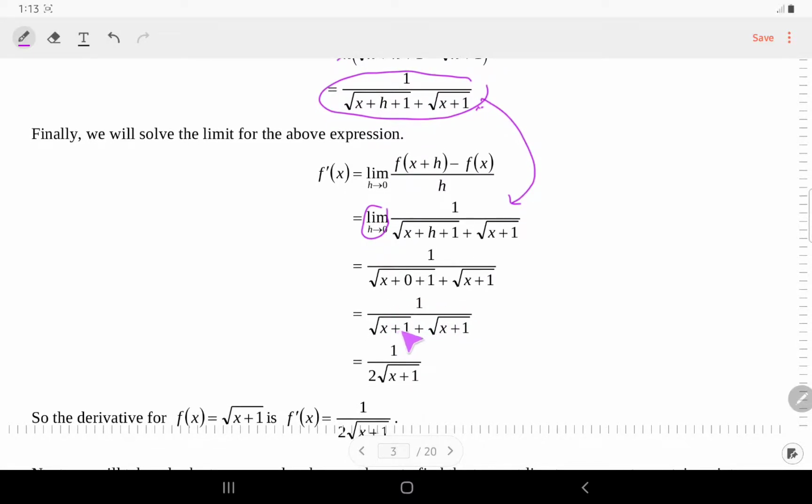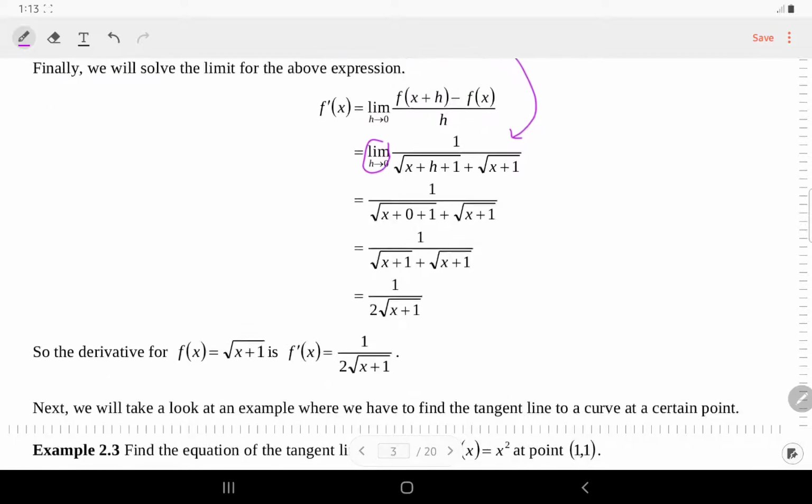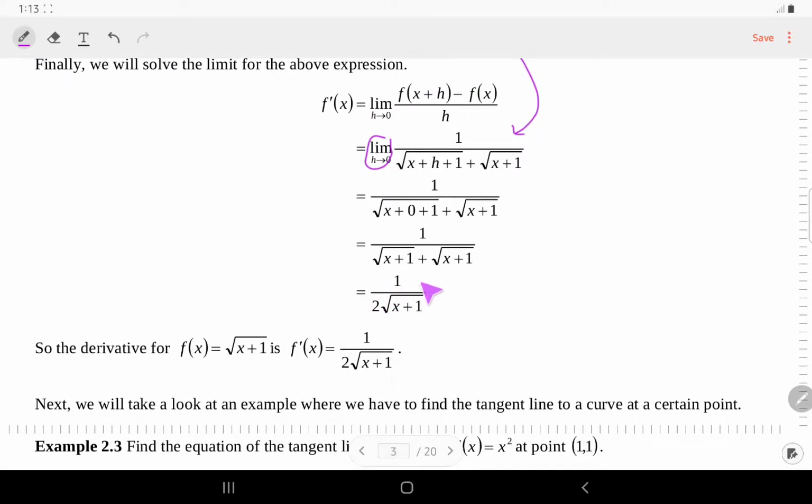Okay, square root x plus 1 plus with square root x plus 1 will get 2 square root x plus 1. Okay, so this is the simplest form, meaning that the derivative or the differentiation for this function is 1 over 2 square root x plus 1.